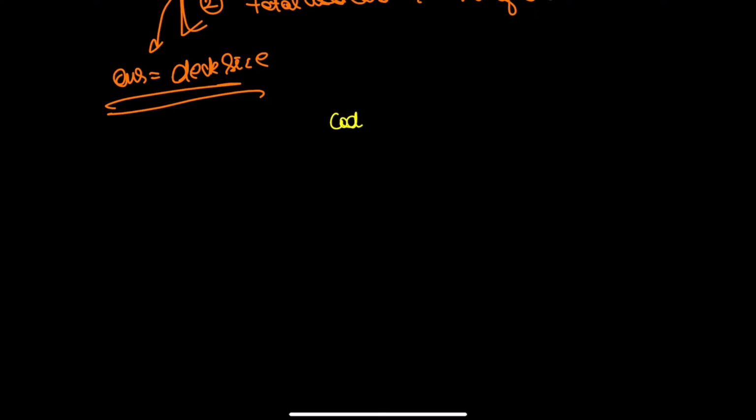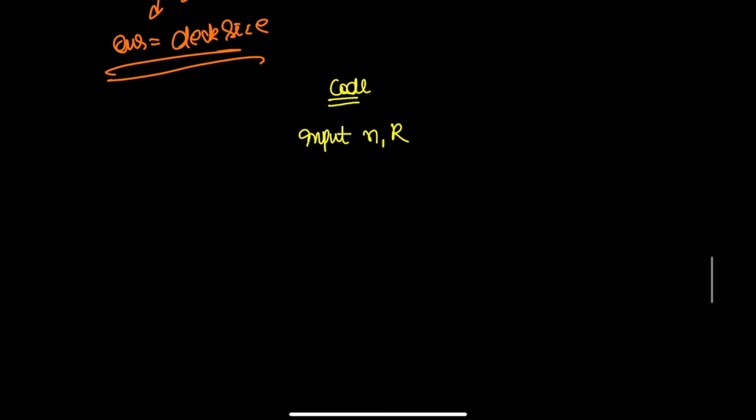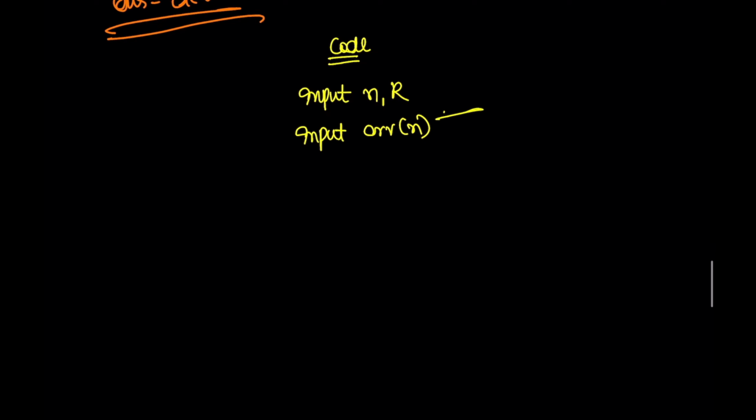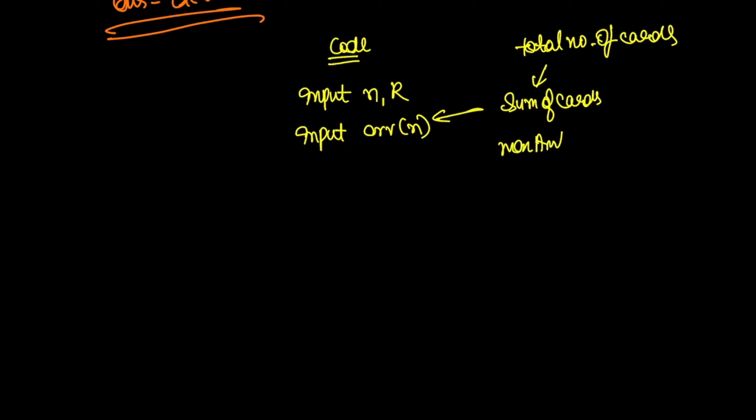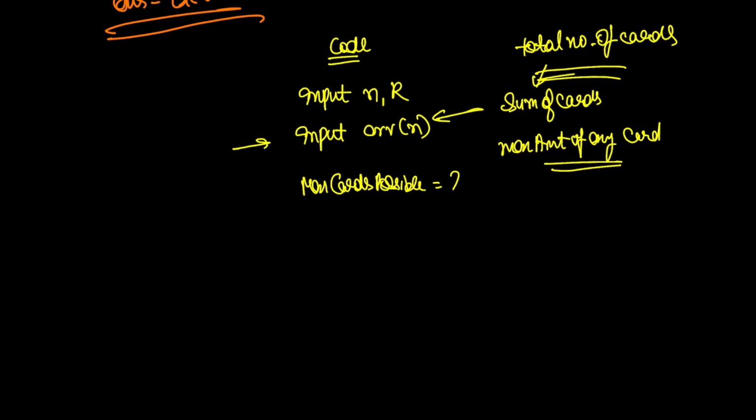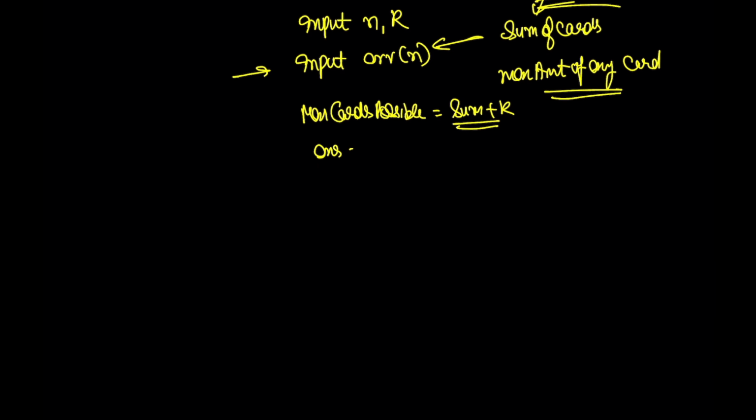Right? So let's write a little bit of code for this. We'll have an input. The inputs are n and k, and we will input the vector as well. These are the number of cards. While taking the inputs, we will calculate the sum of cards, like what is the total number of cards, and the maximum amount of any card. So we would find both while taking the input itself, and then we will have the maximum cards possible. That would be sum plus k, right? And we will have an answer variable that is initially 1.